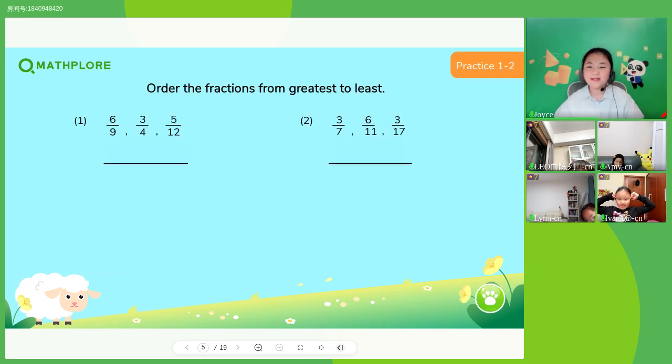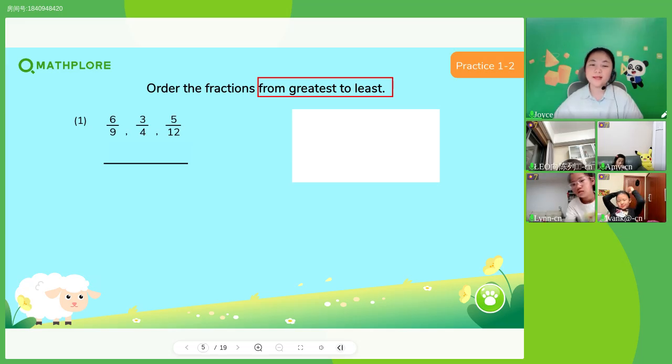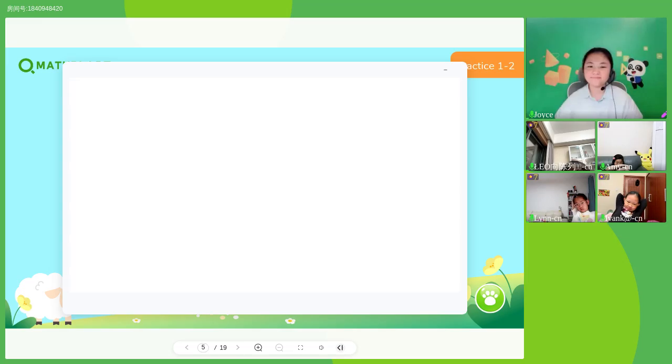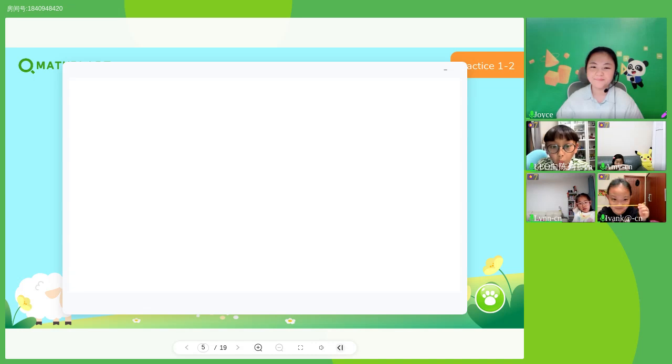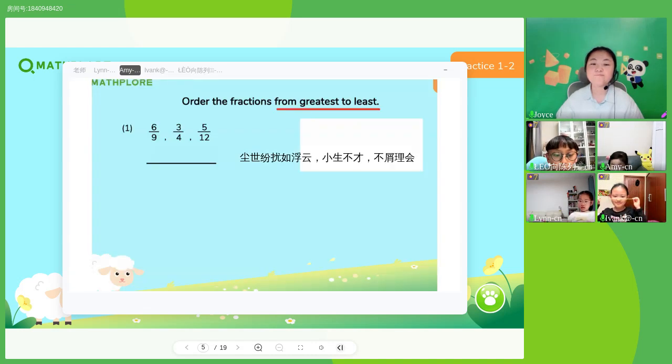So look, everyone, this time we are going to order the fractions from the greatest to the least, okay? Which means we're going to use a symbol to link the fractions, okay? Remember that, everyone. Look at the fractions here. Do you want to make them have the same numerators or the same denominators? You have to make a decision and then try to solve it by yourself, okay? Same denominator. Okay, that's great.